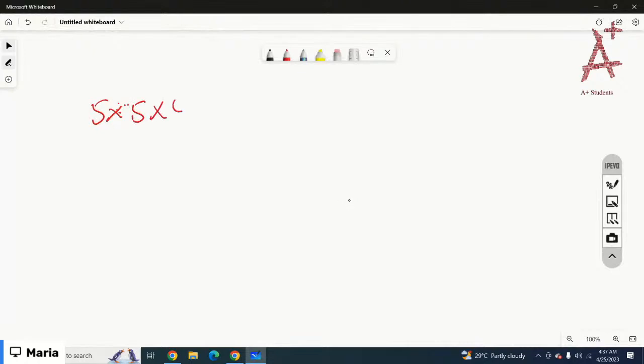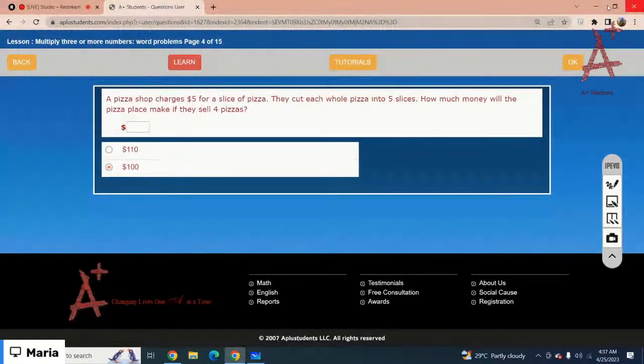5 times 5 times 4. So you need to do 5 times 5. 5 times 5 makes 25, and 25 times 4 makes 100. 25 times 4 is 100. So the correct option is $100. Got it?